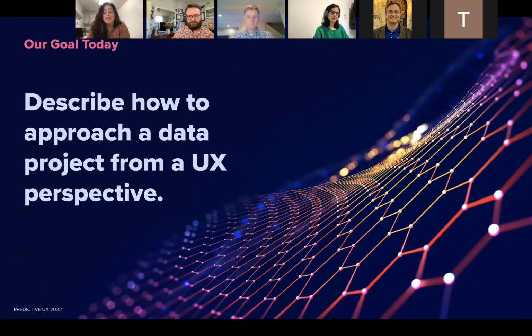Okay. So our goal for today is to describe how to approach a data project from a UX perspective, as I mentioned earlier. And there's a lot to talk about around data projects, but we're going to focus in on this in particular. And then we're hoping this will become a series for us, and we'll talk more about all the questions we don't answer with you all today.